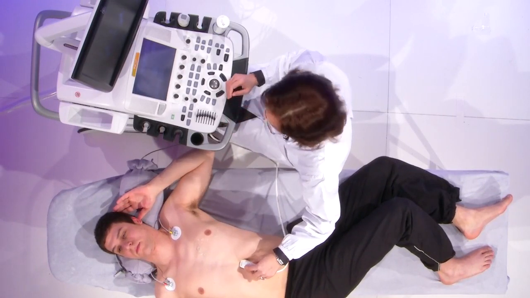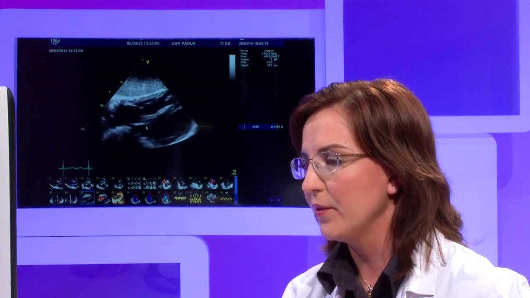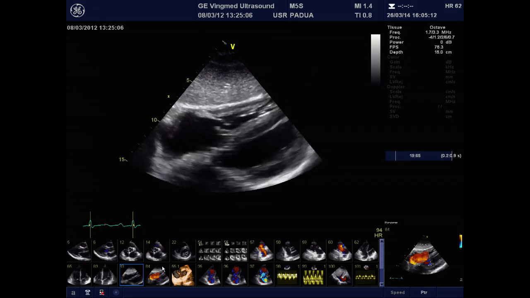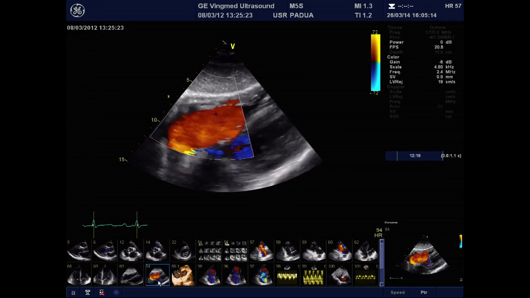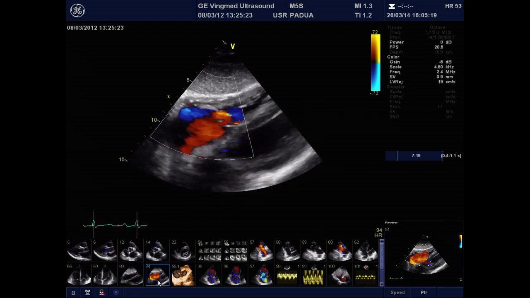Okay, and then we can try to assess again the morphology, and we have the confirmation of an evident structural abnormality of the valve, which results also in some degree of tricuspid regurgitation, which is not very clear. Probably in this case the jet is very eccentric, and we should be able to obtain a better view.